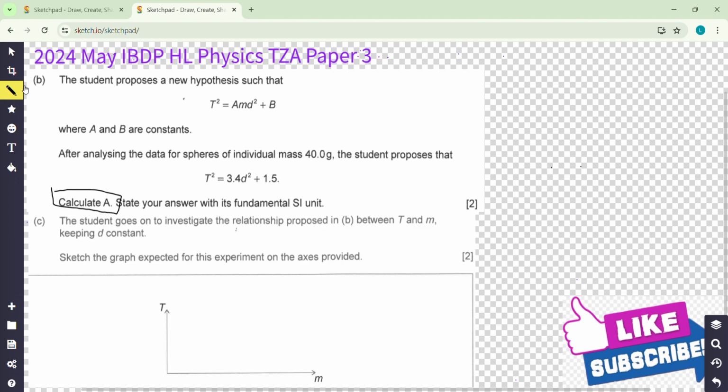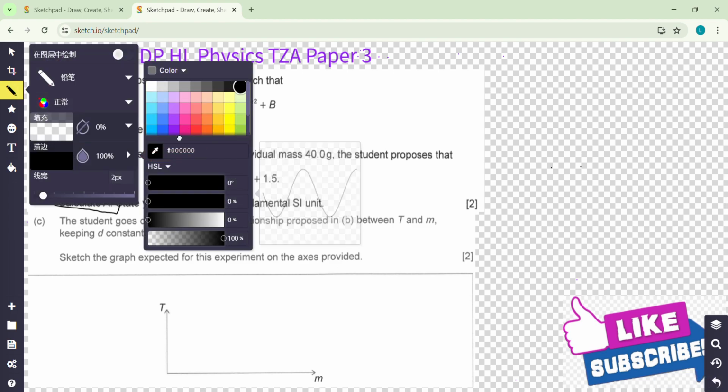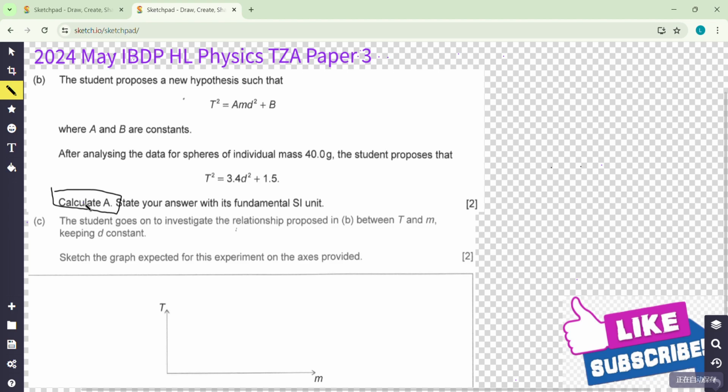So what you need to do is to find out the value of a. Okay, so what is a? It is am equals 3.4. So you got one thing. Okay, I got it. am equals 3.4. So what you need to do is look up the value of m. What is m? 40 grams. Remember SI unit, so it should be 0.040 kilogram.